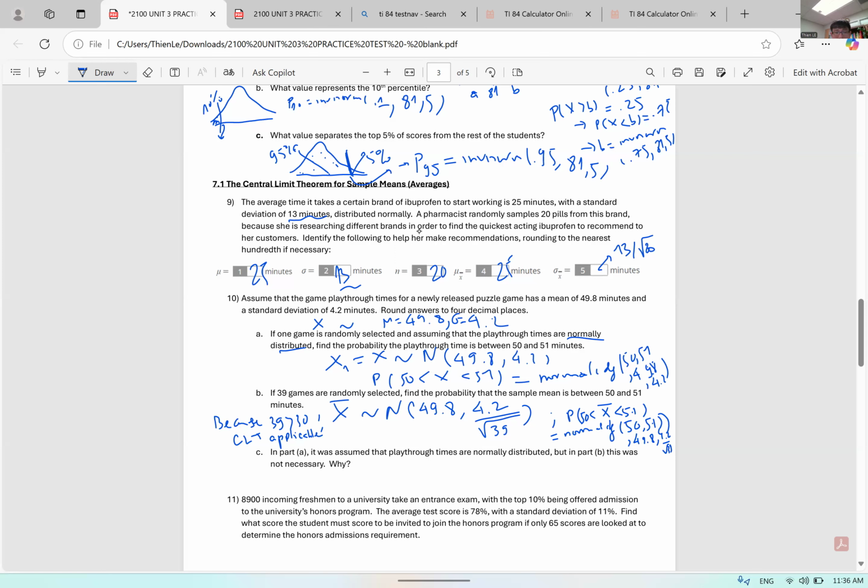So in part A, it was assumed that playthrough times are normally distributed, and in part B, it's not necessary. The reason is easy. For part A, in order to make the calculation work, you need a normality assumption, or some other assumption where the distribution is explicitly specified. But in part B, you have a sample mean, and although you don't have a normality assumption, you have a large enough sample size, so the central limit theorem is applicable, which means you can proceed with the problem to achieve the task. Let's look at the solution here.